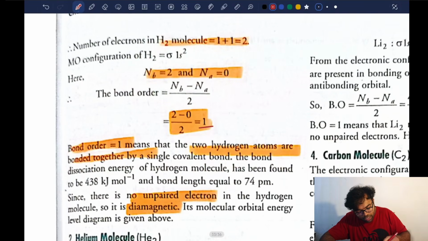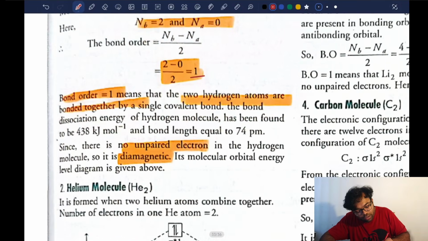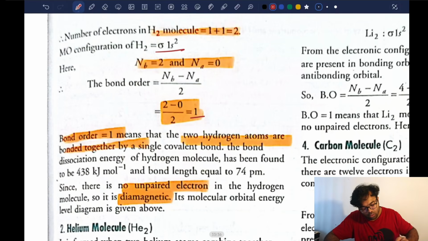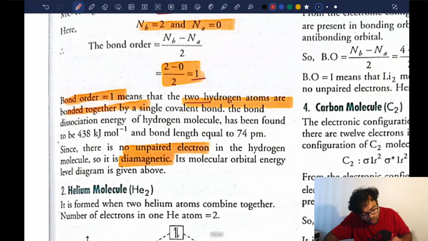The bond order is 1. The electronic configuration is what? Sigma 1s2. The sigma 1s2 is the electronic configuration. The bond order is equal to 1, which means that two hydrogen atoms are bonded together by a single covalent bond.